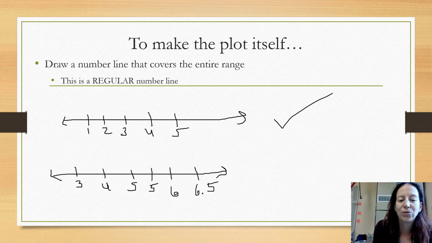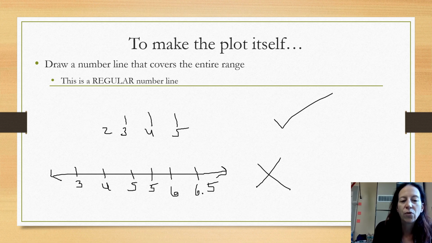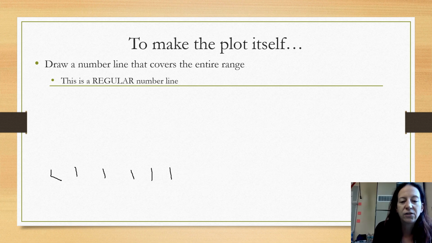6.5 would be somewhere between the 6 and the 7. So no, do not do that. It's actually a really common mistake. Students will just list the numbers as though the numbers were the number line, and that's not how that works. So you're just going to draw a regular old number line. It's going to have numbers on it that aren't in your data set, and that's fine.